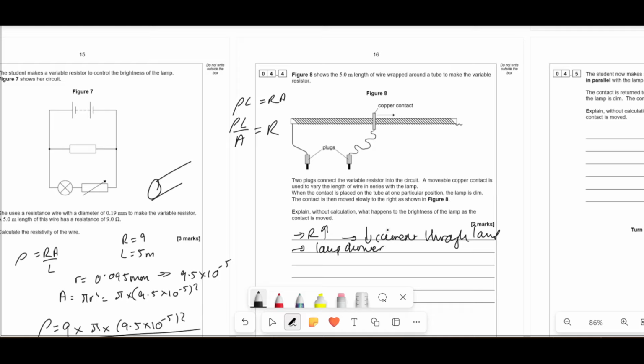And also, because you have two resistors in series as well, now you technically have a potential divider going on. So if you have a potential divider, then because of the higher resistance here, this is going to take more proportion of the voltage as well. So there's another way around that too.